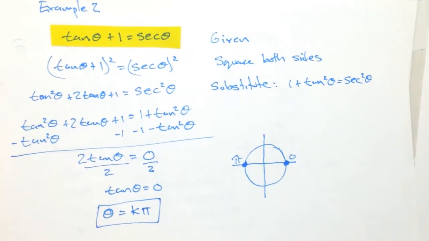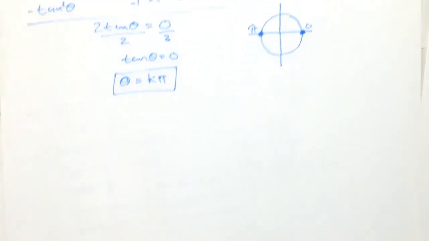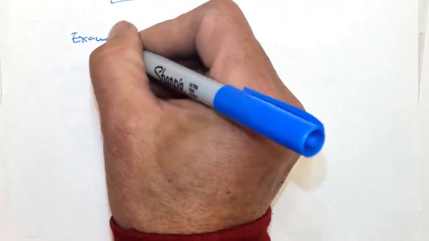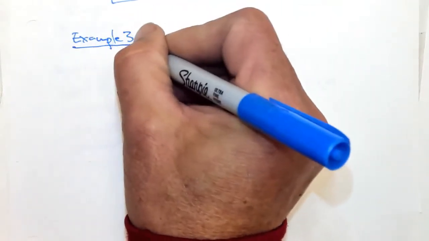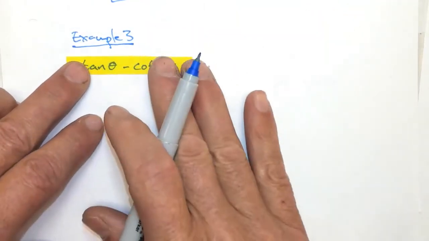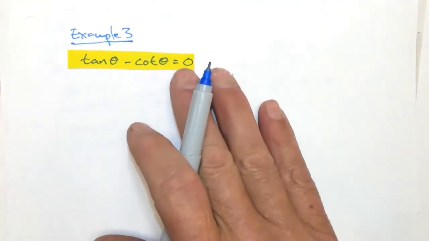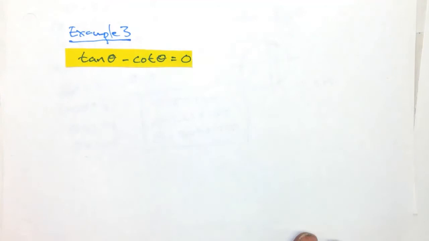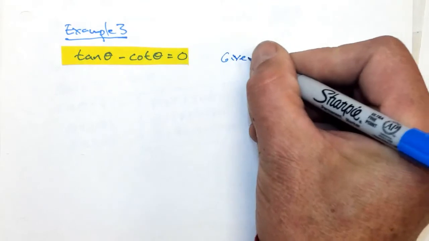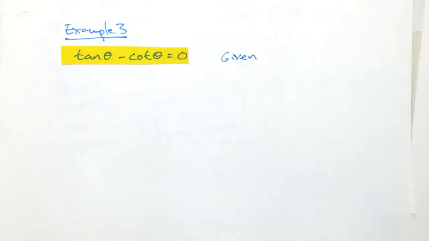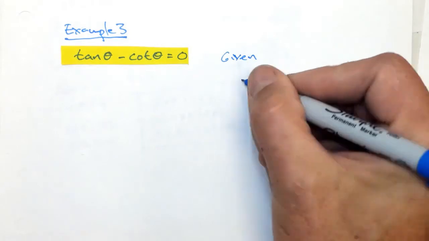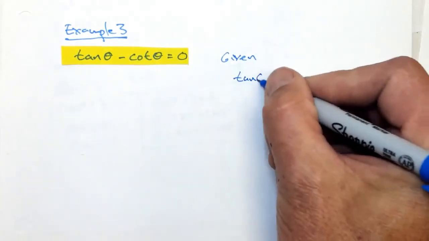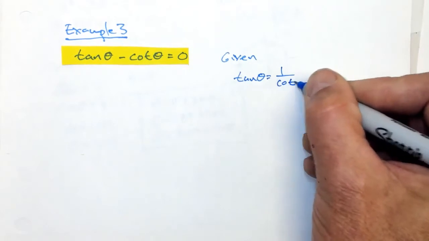Okay, last example, example number 3. I have an equation that looks like this. There's both tangents and cotangents involved in this equation. So I want to relate tangent and cotangent, and from the reciprocal identities I gave you, I know that the tangent of theta equals 1 over the cotangent of theta.